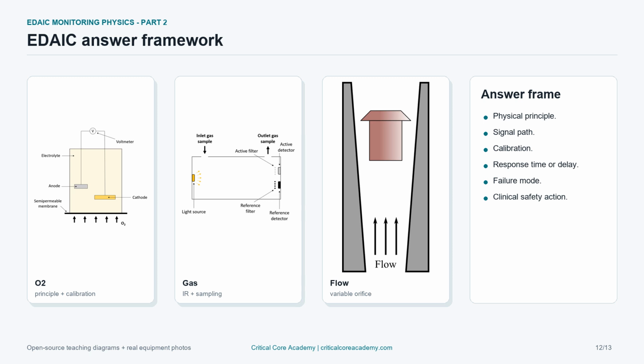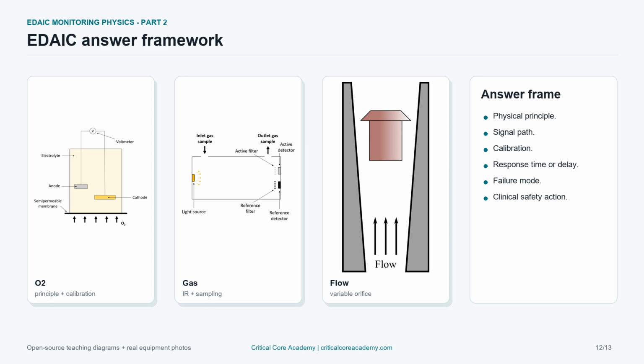Here is a practical exam framework. For any equipment physics station, start with the physical principle. Is it magnetism, electrochemistry, infrared absorption, pressure reduction, or flow through a variable orifice? Then describe the signal path. Where is the sample taken? What reaches the sensor? How is it converted into an electrical signal and displayed? Next, mention calibration and dynamic behavior. Is there a 0 point, a span point, a response time, or a sampling delay?